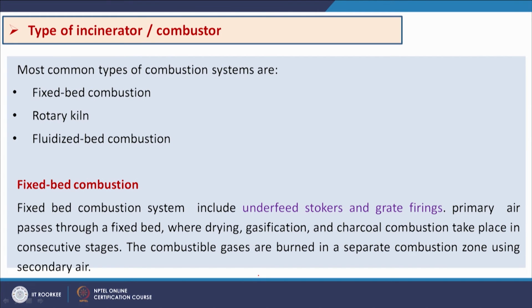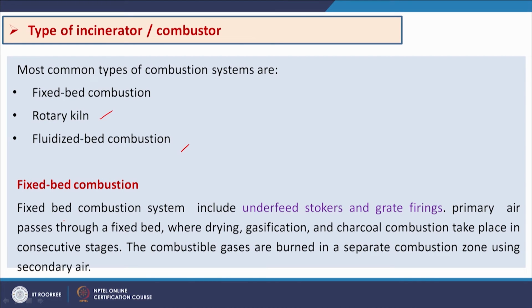Now, different types of combustion system. If we think about the reactor type, then it can be fixed bed combustion, rotary kiln and fluidized bed combustion. In the fixed bed combustion system, it includes underfeed stokers and grate firings, and primary air passes through a fixed bed where drying, gasification and charcoal combustion take place in consecutive stages. The combustible gases are burned in a separate combustion zone using secondary air.